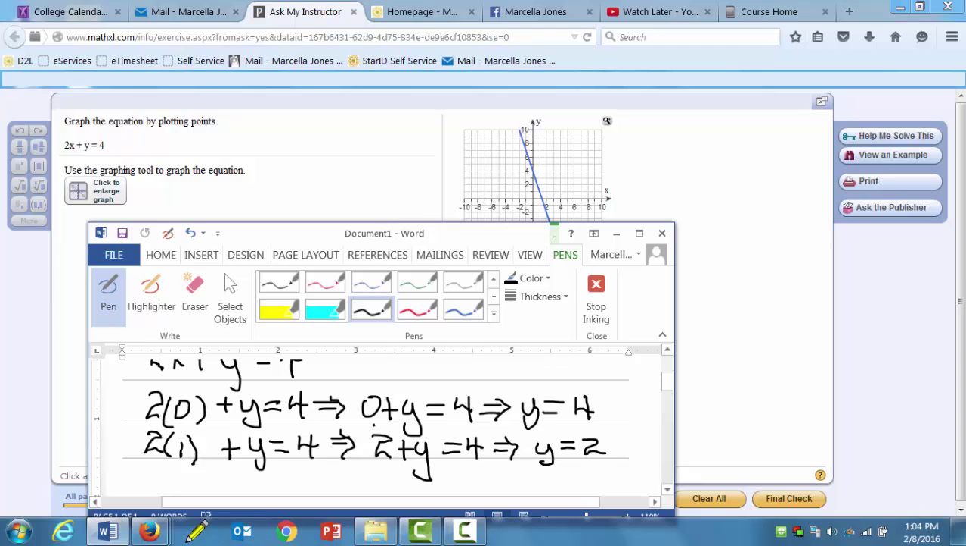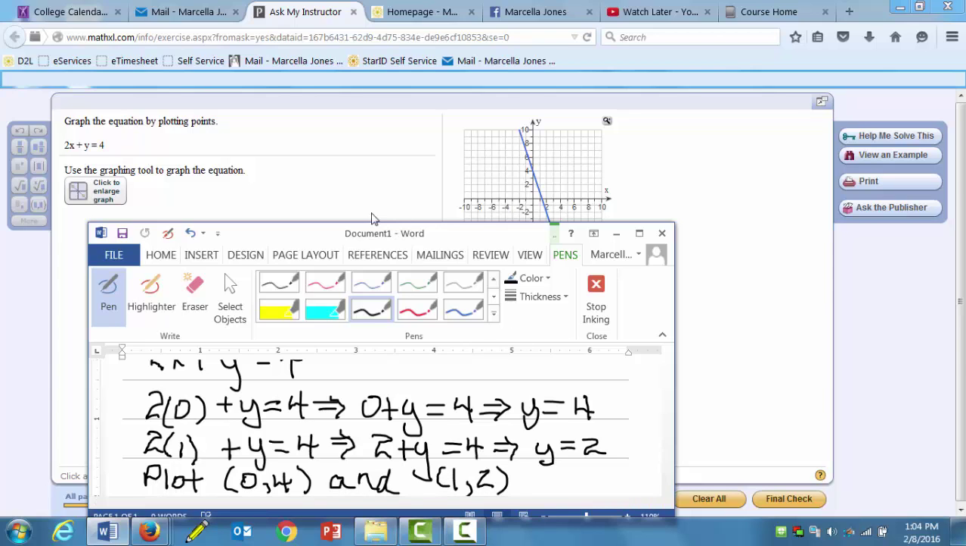So in other words, I have 2 points that I can plot. I could have made other choices, but these were the 2 choices I made. So I want to plot (0, 4) and (1, 2). Those are my 2 points.